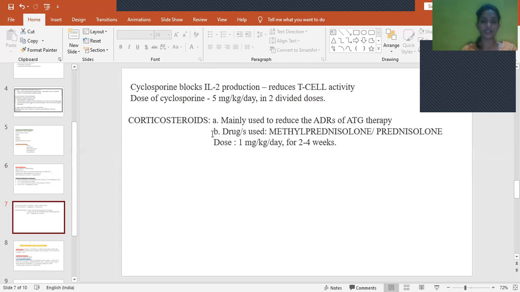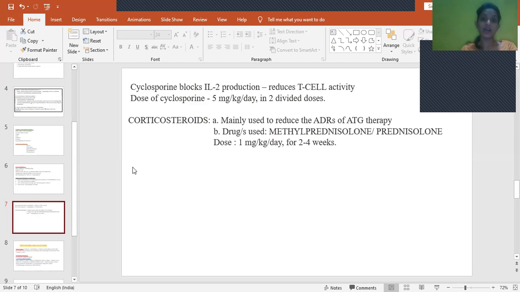And then coming to corticosteroids. We have to give corticosteroids in order to prevent the side effects of ATG and cyclosporin. So it is used to reduce the ADRs of ATG therapy. When ATG therapy is given, first we have to give corticosteroid followed by ATG therapy. The drugs include methylprednisolone or prednisolone. The dose is 1 mg per kg per day for 2 to 4 weeks. So this is the dose of corticosteroids. It has to be given only when ATG therapy is started or initiated.